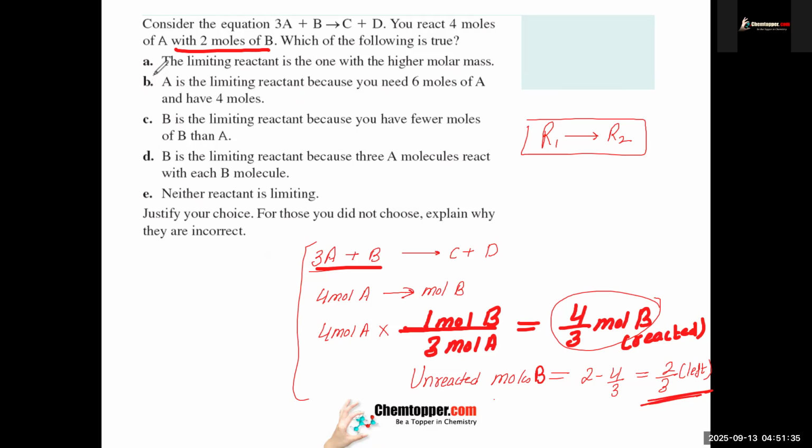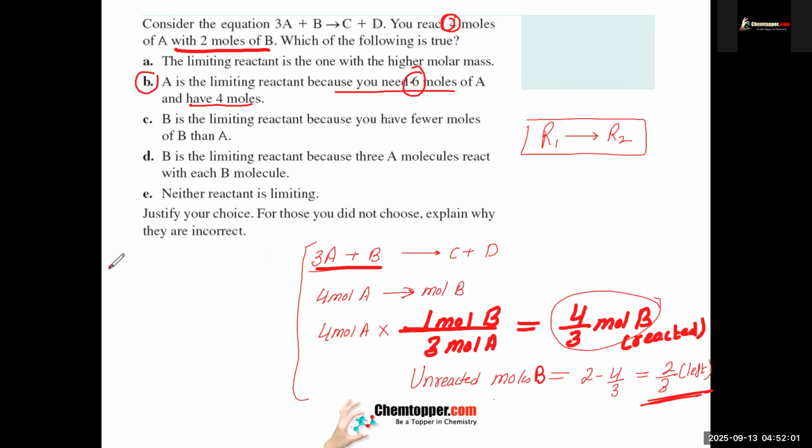So is this line correct? You need 6, but they have given you 4. Is it correct? Is A given to you in excess? They are saying 4, right? But they are saying you need 6. How come we need 6?